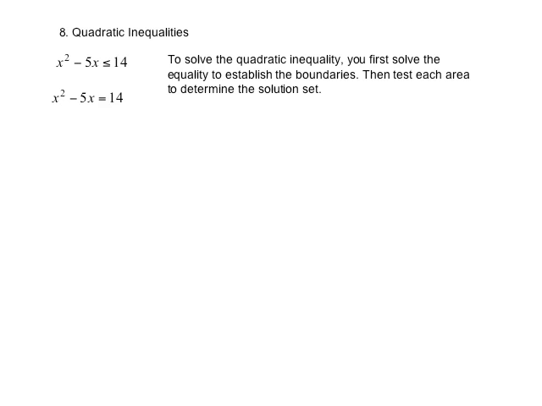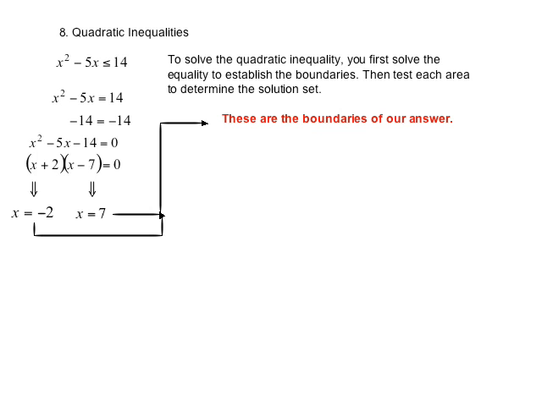So we're going to take x squared minus 5x equals 14. Subtract 14 from both sides. You get x squared minus 5x minus 14 equals 0. Then factoring, you get x plus 2 and x minus 7 equals 0. And now you can see in both cases we can just figure that out because it's pretty basic.